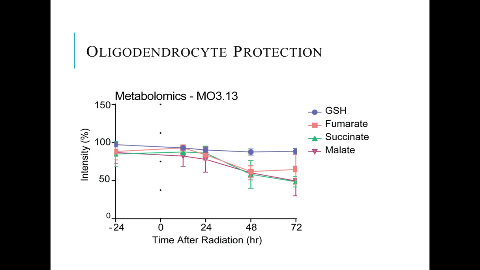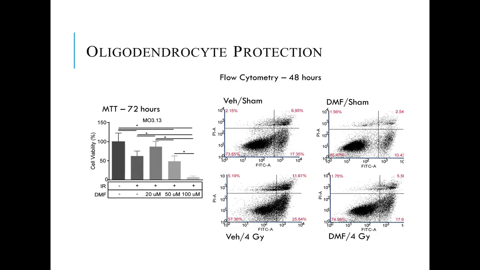And complemented by our metabolic data, you see that pretreatment of this DMF actually decreases cellular apoptosis following the irradiation at 4 gray, so decreased cell death or loss of oligodendrocytes. So thus we modeled a candidate drug, which is DMF, that can ameliorate the damage of these white matter oligodendrocytes, and we did this using mass spectrometry-based metabolomics paired with our MO3.13 cell line.